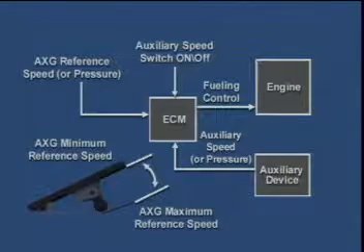The auxiliary speed governor is an application-specific feature that allows the engine to be governed by either an auxiliary speed or pressure signal. The feature uses a manual switch input to turn the governor operation on or off.